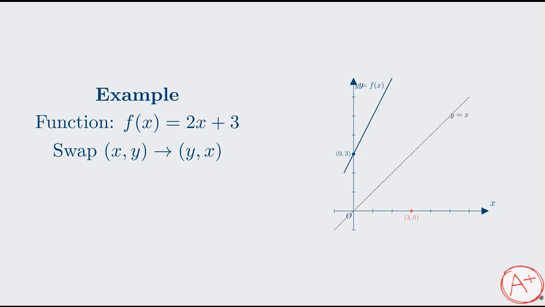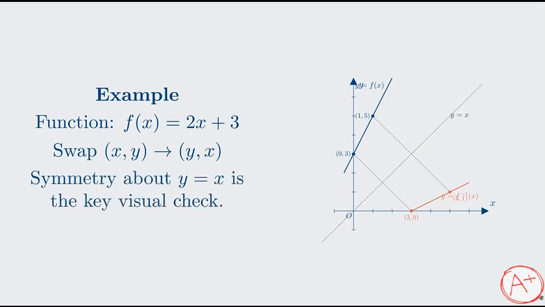Draw dashed line y equals x. If we calculate another point, say x equals 1, then f of 1 equals 5, giving us the point (1, 5). The reflected point is (5, 1). Draw the line for f inverse of x, passing through (3, 0) and (5, 1). Notice how the two lines are perfect mirror images across the line y equals x. If you were to fold the graph along that dashed line, the two functions would overlap perfectly. This symmetry is the most important visual check you have in your exam.